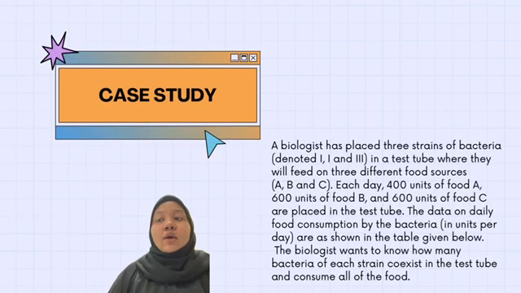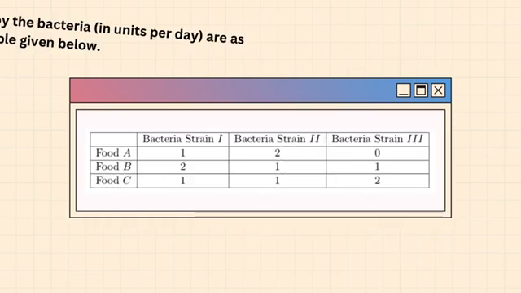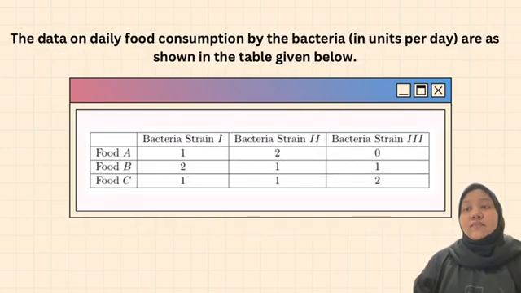So I'm going to present our case study. A biologist has placed three strains of bacteria, denoted 1, 2, and 3, in a test tube where they will feed on three different food sources A, B, and C. Each day, 400 units of food A, 600 units of food B, and 600 units of food C are placed in the test tube. The biologist wants to know how many bacteria of each strain coexist in the test tube and consume all of the food. Here is our data on daily food consumption by the bacteria in units per day, as shown in the table given below.